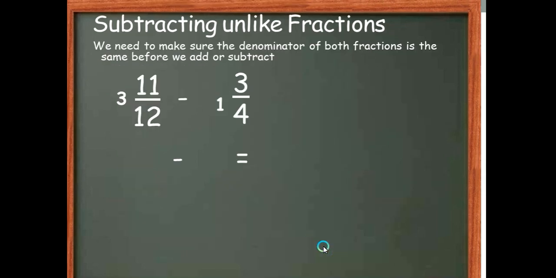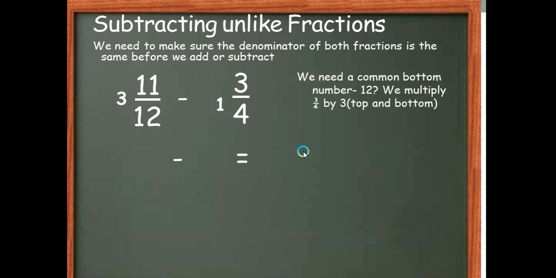Now let's go to another example. We need to make sure our denominator is the same. Here we have 12, here we have 4. 4 can go in 12, so we make 12 our denominator. Now, our whole number is still going to remain the same. It's not going to change. We are only working with the fraction part.